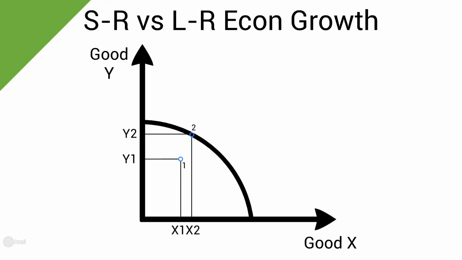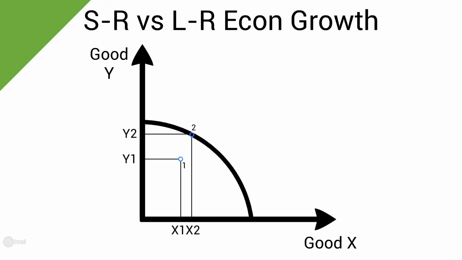This is because the economy is producing more goods and services, but the long-run productive potential of the economy has not changed. The movement from point 1 to point 2 results in more of good X being produced, X2 rather than X1, and more of good Y being produced, Y2 rather than Y1.